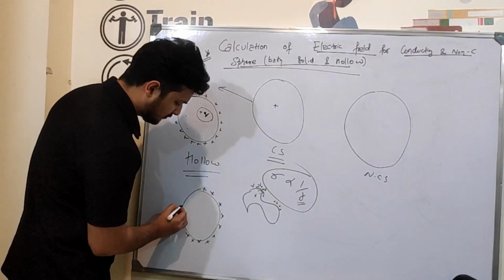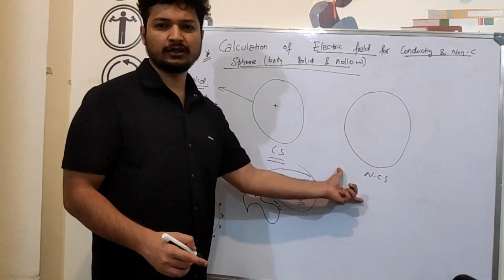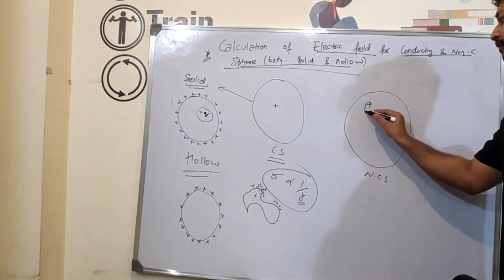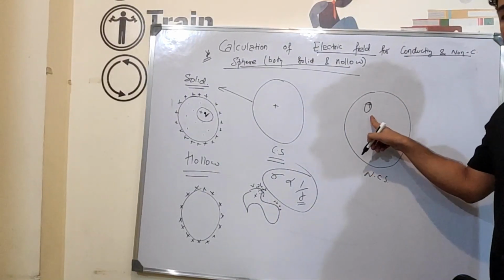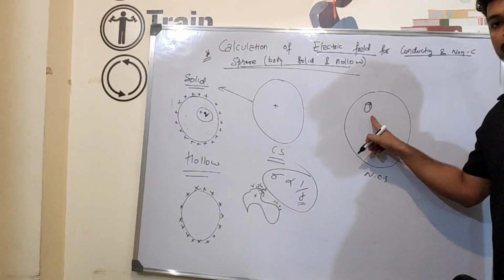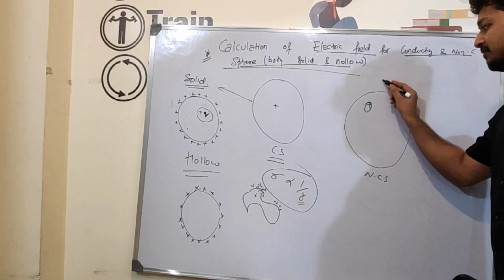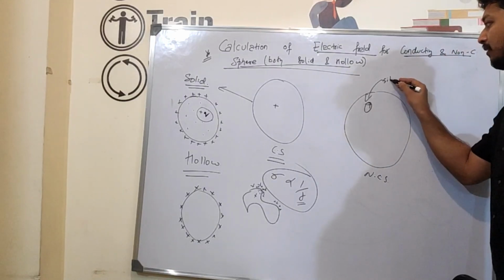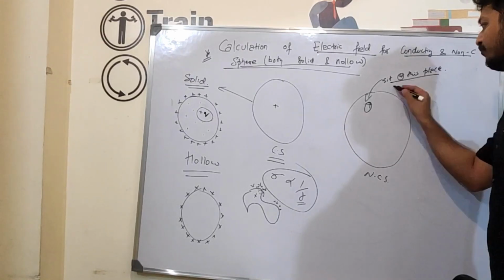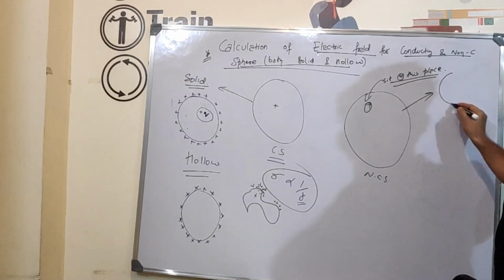Now, what's the difference between a conducting sphere and a non-conducting sphere? If it is a non-conducting sphere, you can just imagine that if I put a charge here, that charge will be staying there. It's not going to spread. That means the charge will sit at this place only. There won't be any free movement of charges.